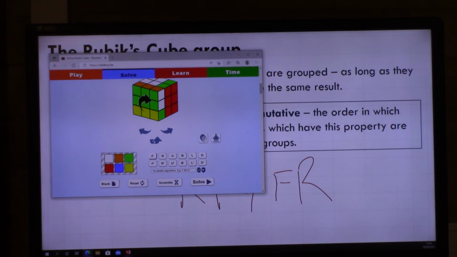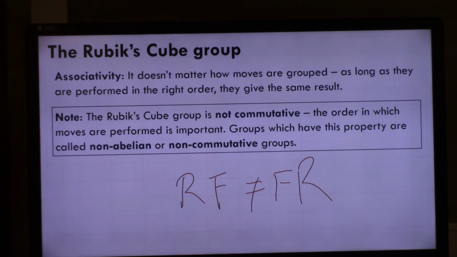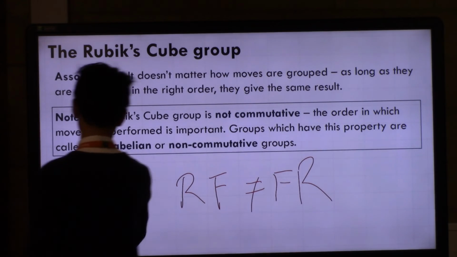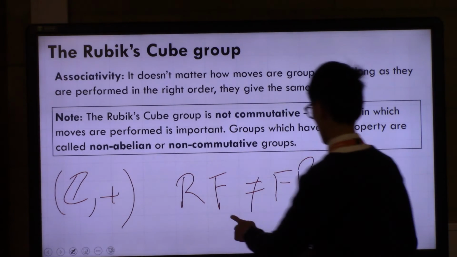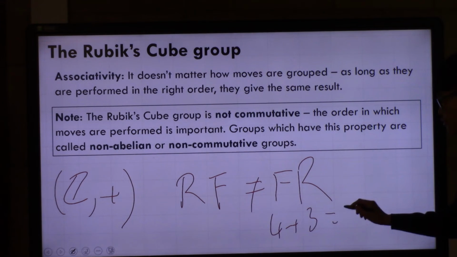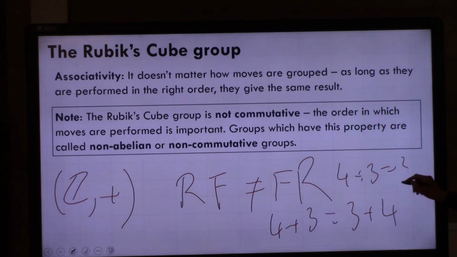So can anyone give me an example of a group that would be commutative? With the whole numbers. Under which operation? Addition. Yeah. So that group that we saw before. This is commutative because adding 4 to 3 is the same as adding 3 to 4. But division wouldn't be because 4 divided by 3 is not equal to 3 divided by 4. Okay. We call these groups non-abelian or non-commutative groups.